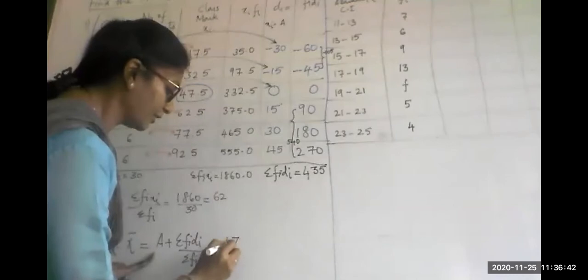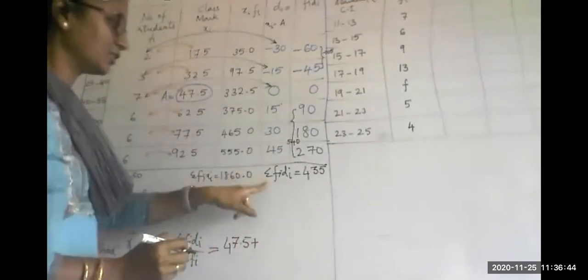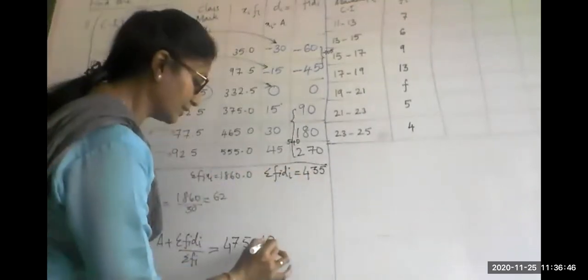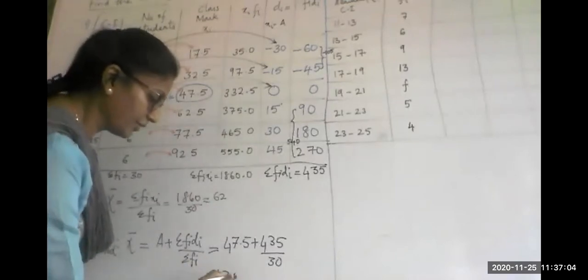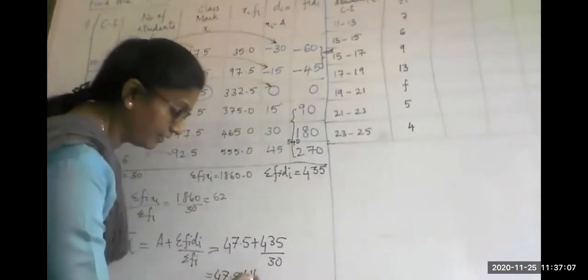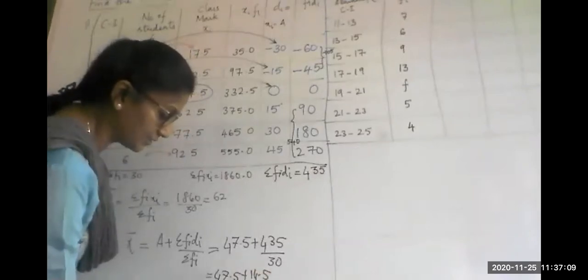Okay, now substitute the values. 47.5 plus what is your sigma FiDi? It is 435 divided by sigma Fi, which is 30. Alright, so now you simplify this, you will get 47.5 plus 14.5. Yes, 47.5 plus 14.5. So that comes out to be 62 again. 62.